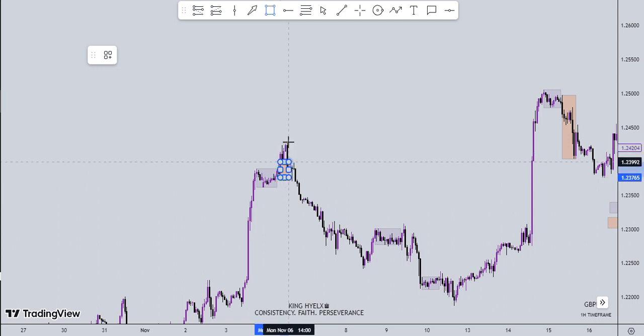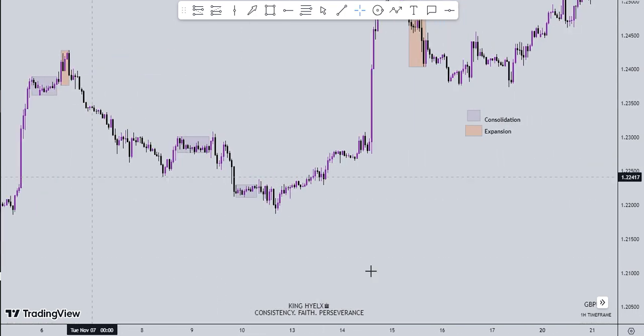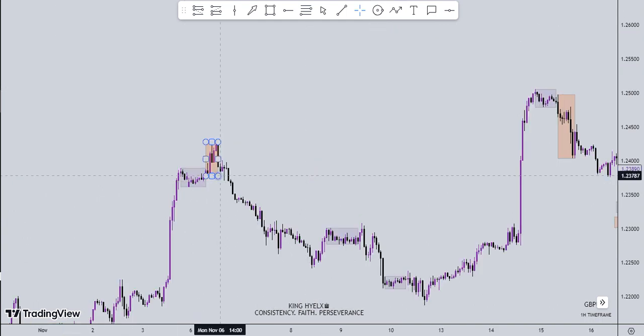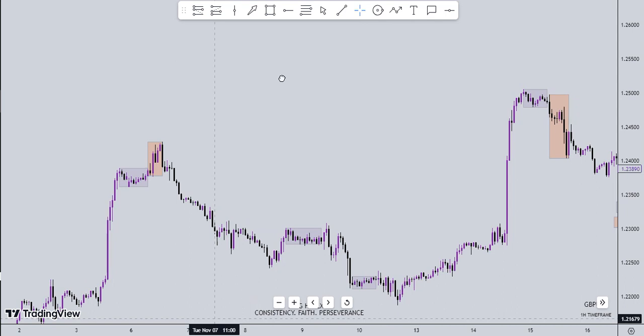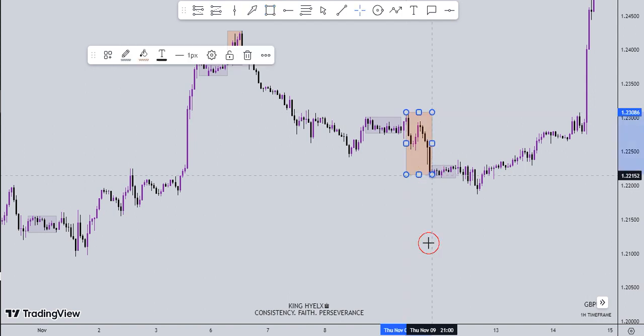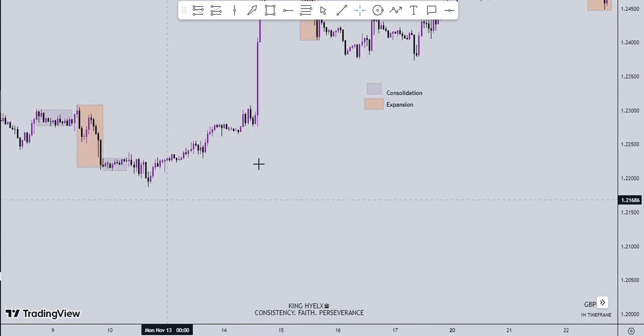So this is expansion, right? Because that's a sharp movement. What do we say characterizes expansion, right? A quick movement, sharp movement away from this level of consolidation. So what do we have over here? Another expansion, right? So consolidation to expansion, consolidation to expansion, consolidation. Even over here we have an expansion, right?